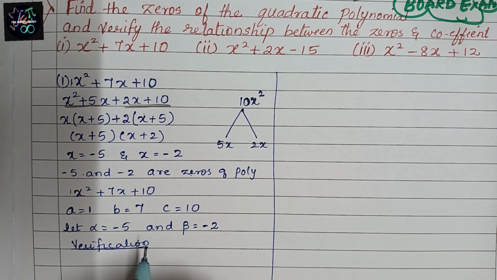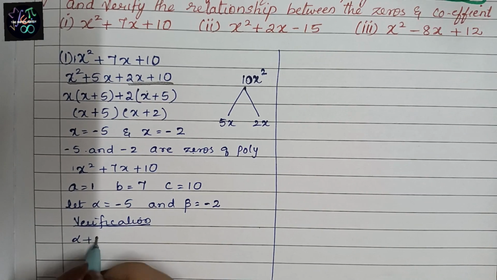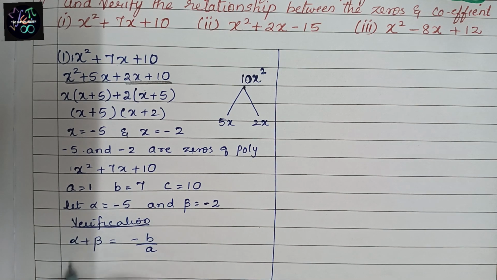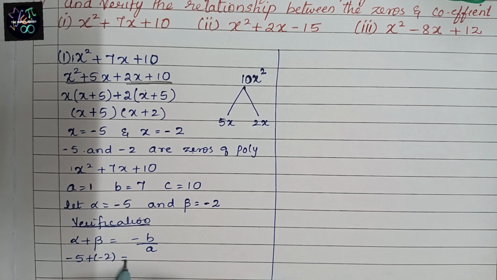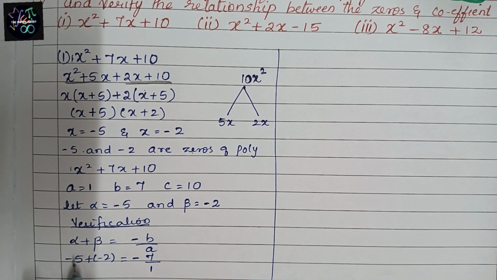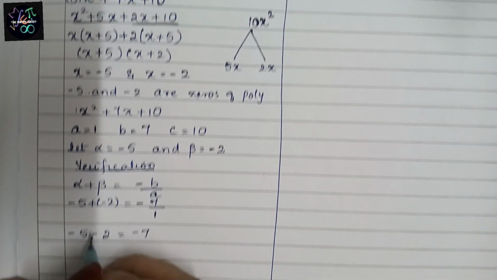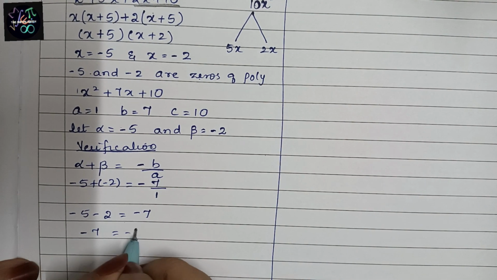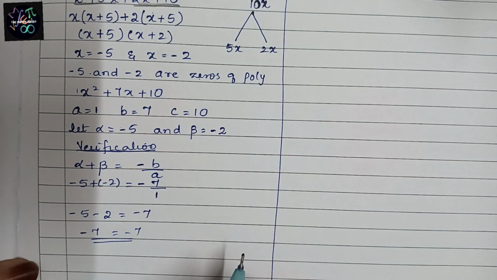We know the sum of zeros, that is alpha plus beta, is equal to minus b by a. So the alpha value is minus 5 plus the beta value minus 2. Minus b by a, that is the formula. The b value is 7 and a is 1. So minus 5 plus minus 2 is equal to minus 7. Both minus, we should add: 5 plus 2, minus 7 equals minus 7. So the sum of zeros is verified.